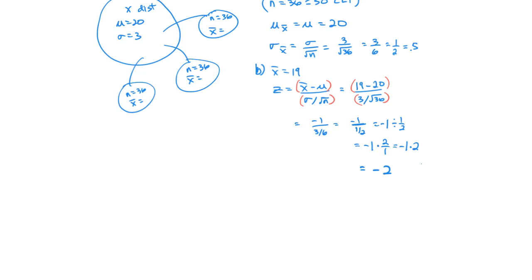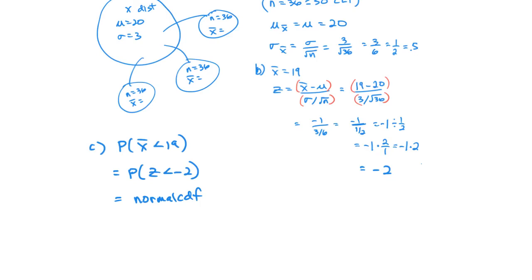And then for part C, it says, find the probability that x bar is less than 19. So what we do is we always convert it to z-scores, which we just did. We just converted x bar equals 19 to a z-score. So the probability that x bar is less than 19 is the same as the probability that z is less than negative 2. And then this is going to be a normal CDF.